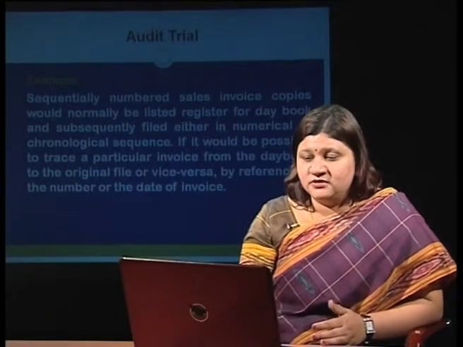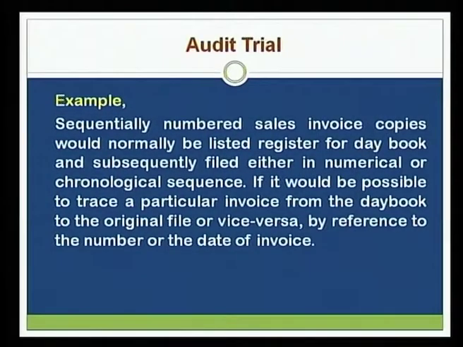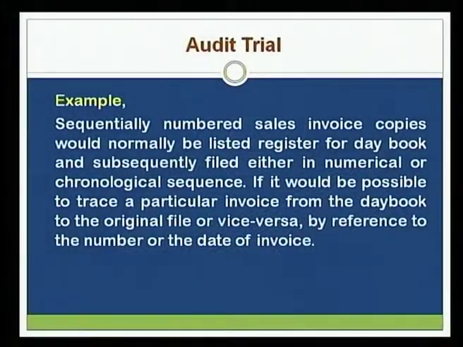Take for example, sequentially numbered sales invoice copies would normally be listed in a register or day book and subsequently filed either in numerical or chronological sequence. So, wherever we have a summary, obviously they would be posted or generalized somewhere. So, this serial number can be cross referred with the original input data. The chronological data which we have in hand is the output, and its one-to-one relation can be established with the input by the reference number which we have in the summarized sheet.